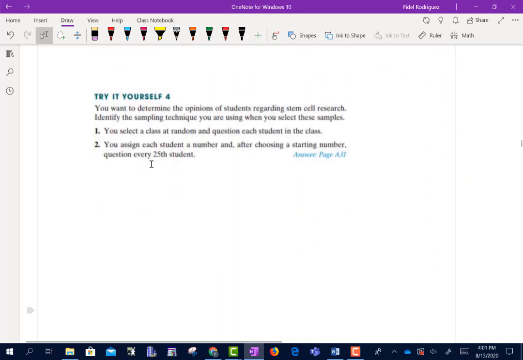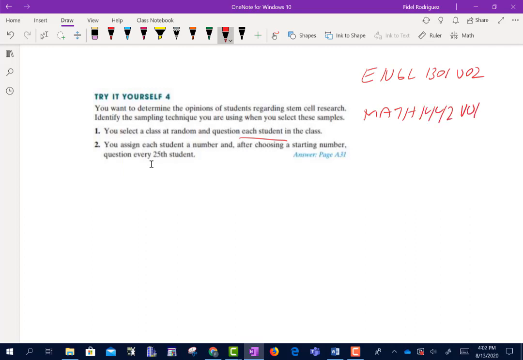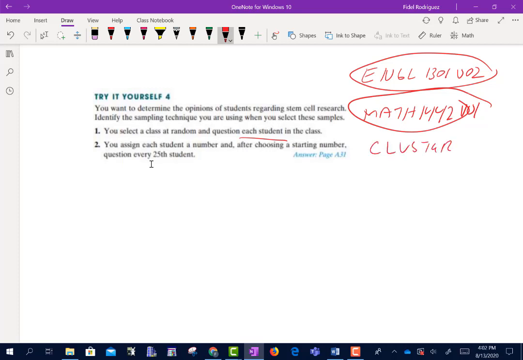Okay, so again, we're still going to do the same thing here. You select a class at random and then question each student in the class. So we have a whole bunch of classes at STC, right? And then we're going to take everybody who's in English 1301 V02. And we're going to take everybody that's in Math 1442 V01. Because we're taking all the students, right? All the students, then this is going to be clustered. Okay.